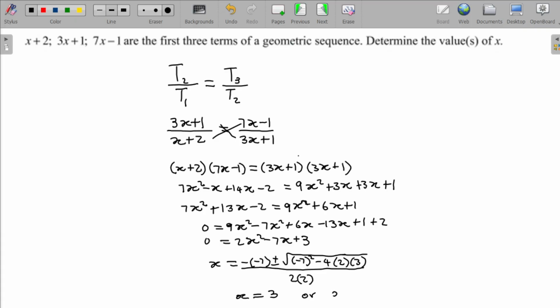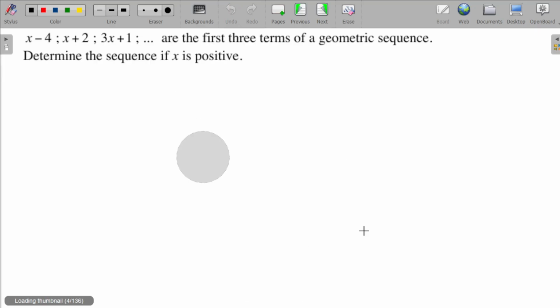And then for the second one, if I change positive to negative, x is going to be 1 over 2. So these are the values of x that we find here. Remember, they're saying determine the values, in the plural form. So we have two values of x that they were looking for. Now let's go to a second one.